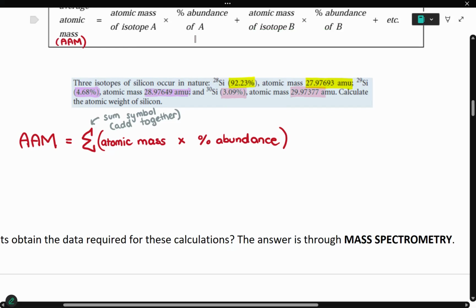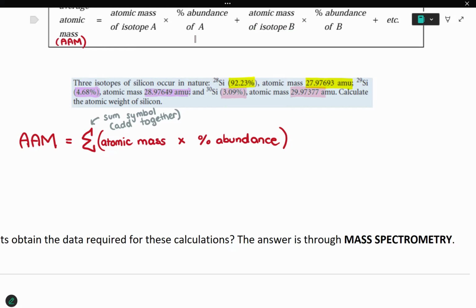So what you're going to be doing is multiplying the percentage by the mass and then adding that to the other percentages multiplied by mass. So this is what it will look like when we put it all together. The first one is 0.9223 multiplied by 27.97693, keeping in mind that you want to write it in decimal values, so converting that percent to a decimal.